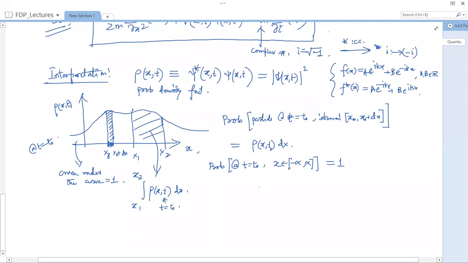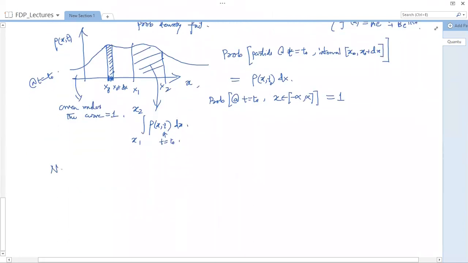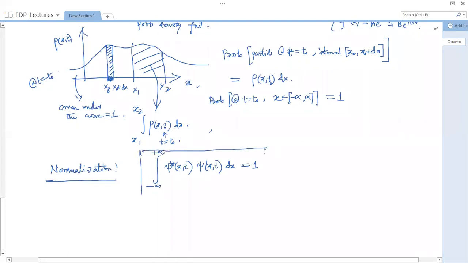Since the probability of finding the particle is 1, we have the normalization condition on the wave function. The normalization condition is that the integral of psi star of xt times psi of xt dx from minus infinity to plus infinity is 1, at all times t.